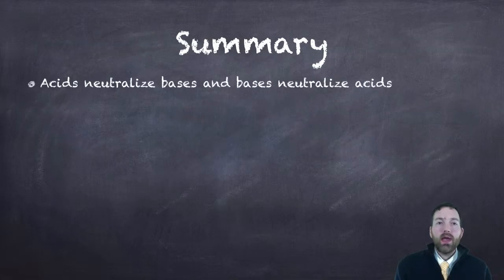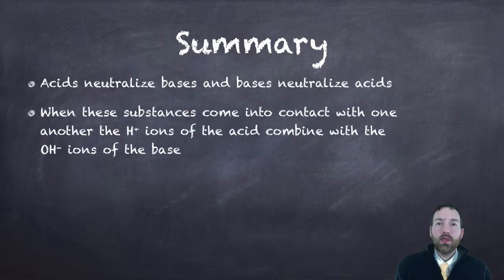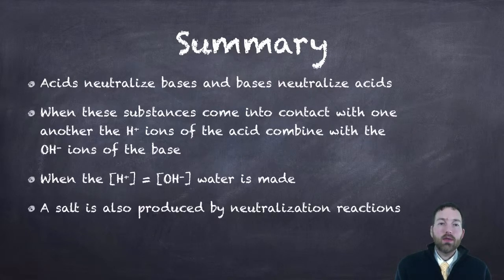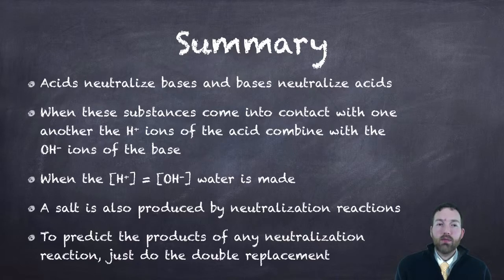So in summary here, acids neutralize bases and bases neutralize acids. When these substances come into contact with one another, the hydrogen ions of the acid combine with the hydroxide ions of the base. When the concentration of hydrogen ions and hydroxide ions is perfectly equal, then water is made. A salt is also produced by every neutralization reaction. And to predict this product, or all the products of any neutralization reaction, it's very simple. You should just do the double replacement, which we've already learned back in chapter 11. So these should be no issue for you.